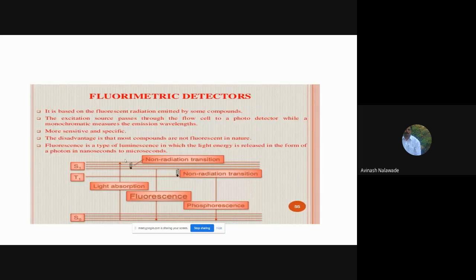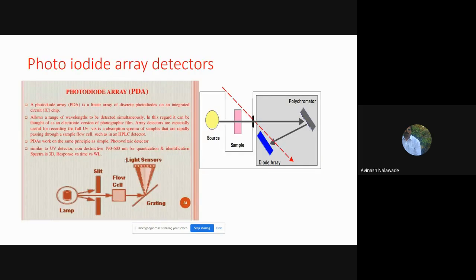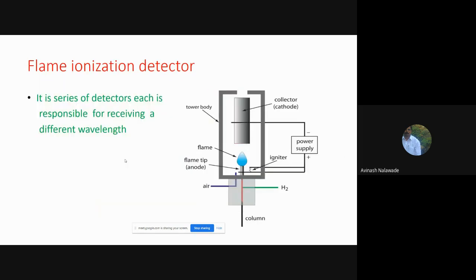Okay, then the fluorometric detector, ज्याच्यामध्ये fluorescence characteristic आपण वापरतो. If some compounds give fluorescence, then we use that characteristic in this type of detector. Then the next type of detector is the photodiode detector, which works on this specific principle.